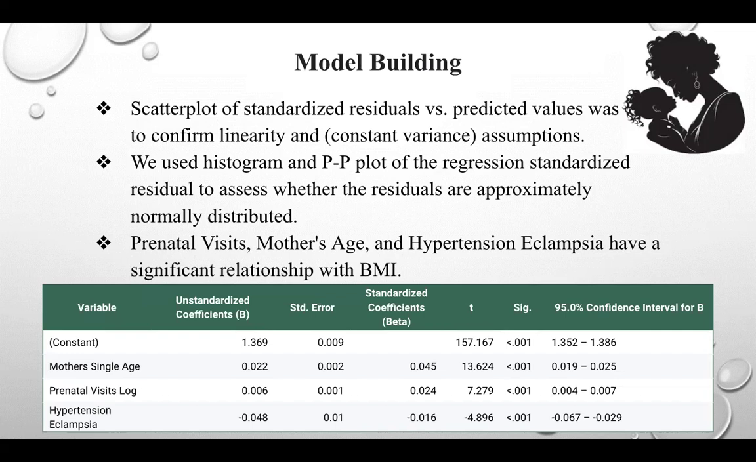And looking at the results, we found that prenatal visits, mother's age, and the presence of hypertension, eclampsia were significant predictors of the BMI. Through the model building process, we confirmed that the important factors such as prenatal visits, mother's age, and hypertension, eclampsia played significant roles in predicting BMI, and these findings will help guide further analysis, interpretation of how maternal health and behaviors impact BMI during pregnancy.